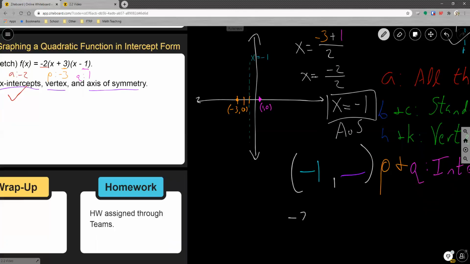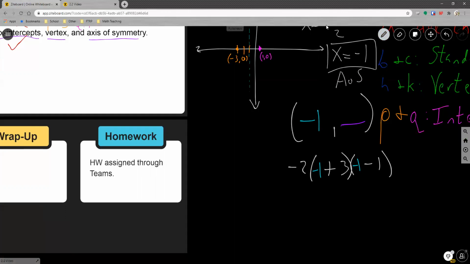Let's see here, I've got -2 times x plus 3 times x minus 1. And in this case, my x is going to be -1. I plug those both in, do some calculations. I get -2. -1 plus 3 is +2. And -1 times -1 is also -2. So we've got -2 times +2 times -2. Negative times negative becomes positive. So 2 times 2 times 2 gives me 8.